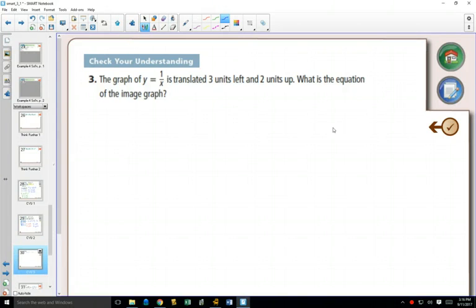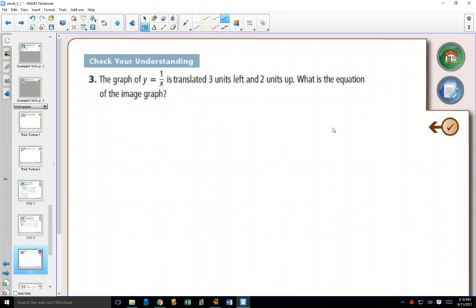So this is one of our graphs that we've done already. This was the one on the blue paper, the 1 over x graph. It gets translated 3 units to the left and 2 units up. Notice this question's not asking you to graph it. It just wants you to write the equation of the image graph.